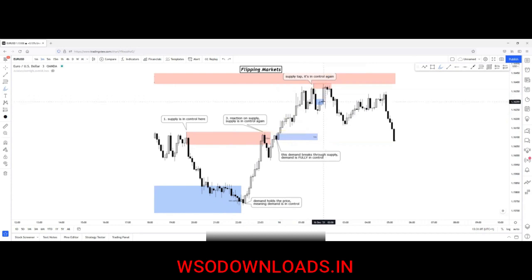This is one of the most important things in supply and demand trading to master, to understand what is in control and where you can execute the trades and what can be your TP. And your TP will always be the unmitigated supply or demand zones.